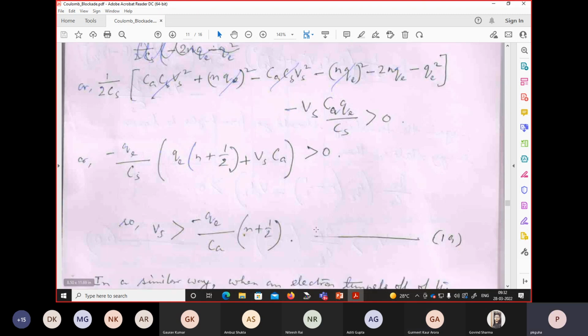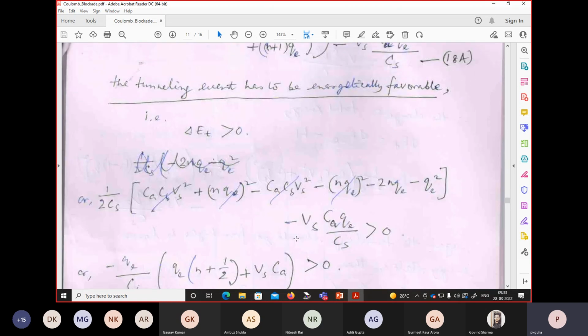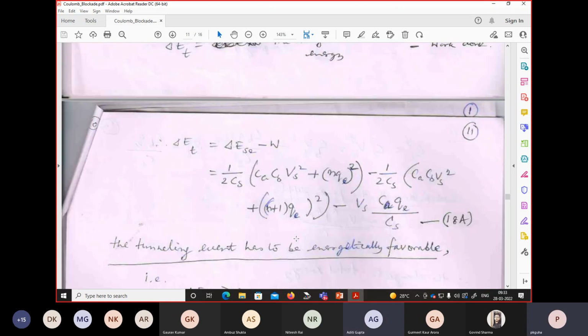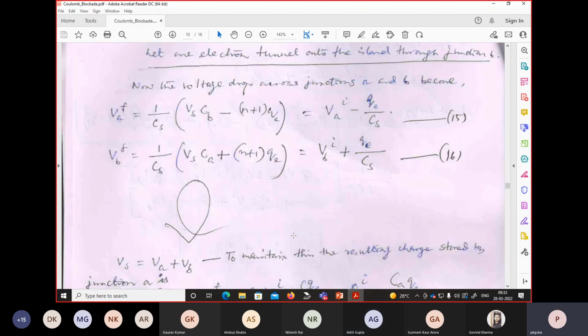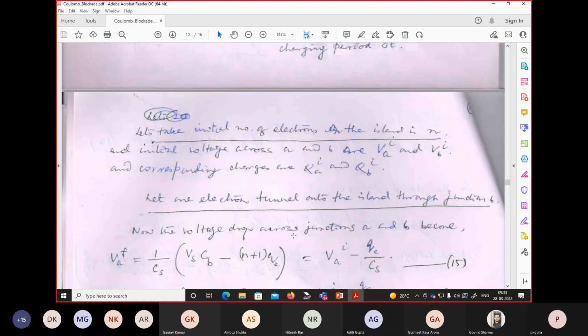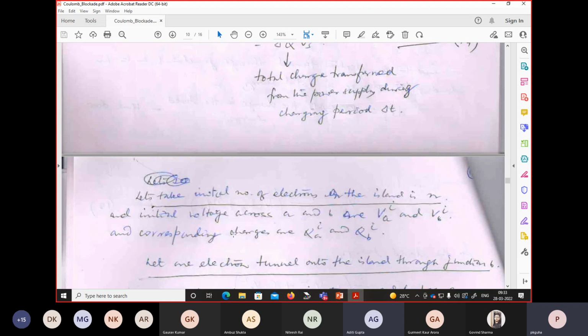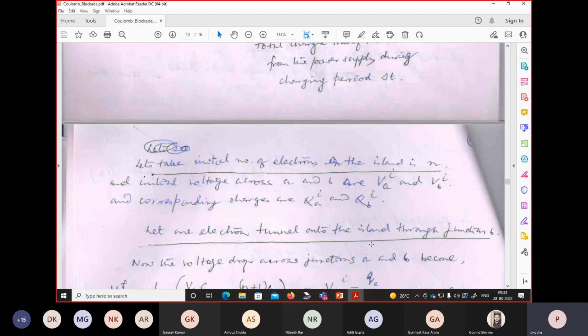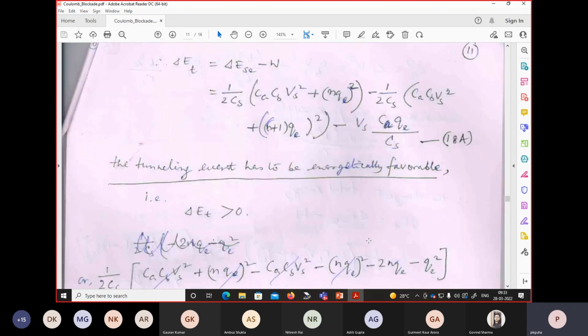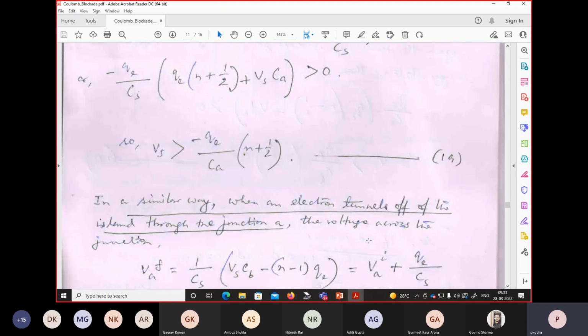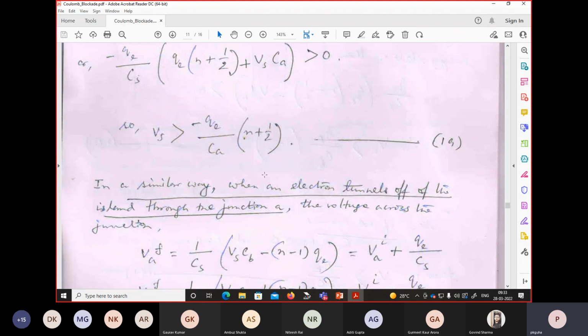Gurmeet, this is the one, right? Yes, sir. Okay, so if this Q gets inside, what is that N? I thought N is the initial value of electrons present in the island. Yeah, let's take the initial number of electrons on the island as N.